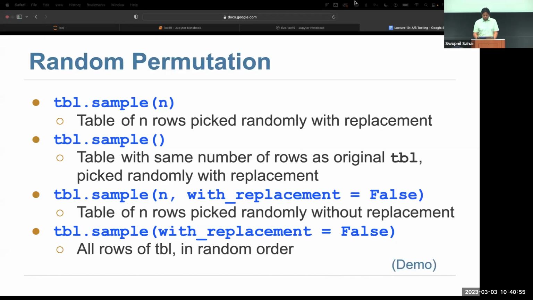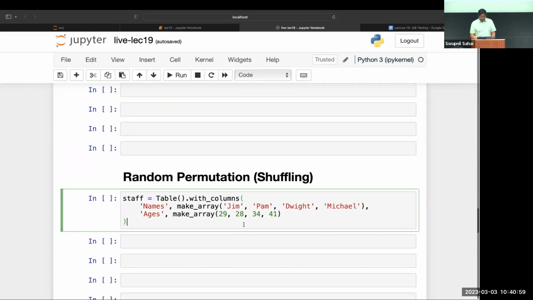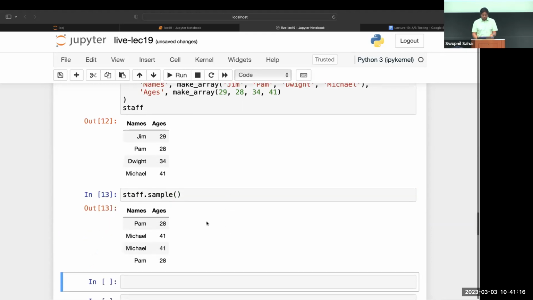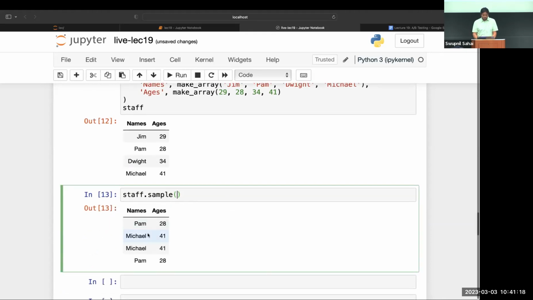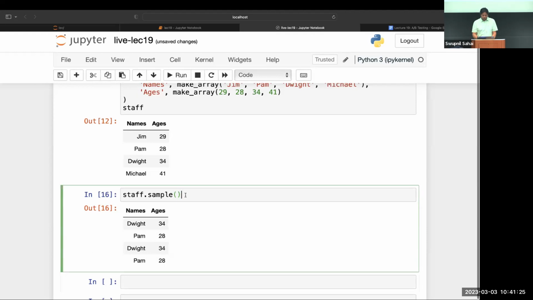So let's see an example of how this actually works in action. I have a table here that I just made up. Let's say we wanted to shuffle from this and see what happens if we mix it around. The thing that we learned a few weeks back was just sample. If you just call sample without anything, it shuffles the entire table, but you might have repeats when you do it like this. In this case, notice we got Pam and Michael twice. Do it again. This time we got Michael twice, and so on.